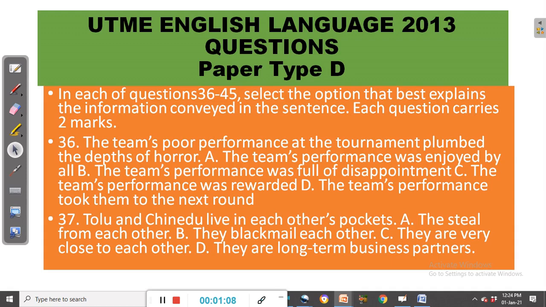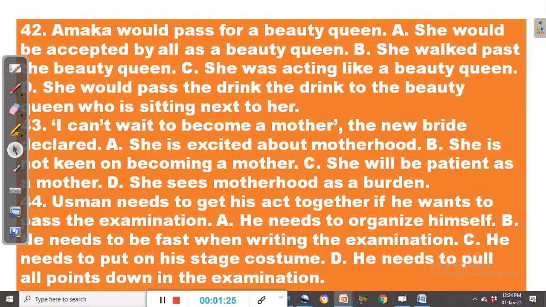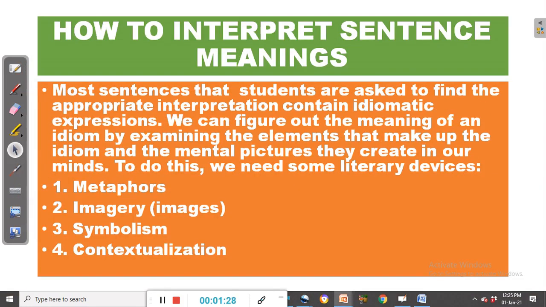Now, UTME English Language 2013 questions paper type D. We shall be looking at these questions, examining how to interpret the questions. All right. But before we do that, let's familiarize ourselves with the strategies, the devices for getting the sentence interpretation correct. How to interpret sentence meanings.